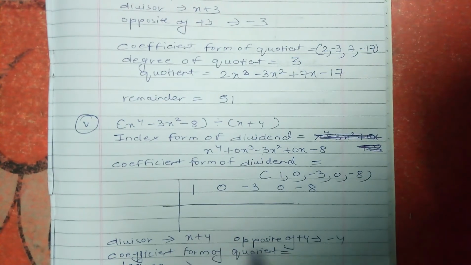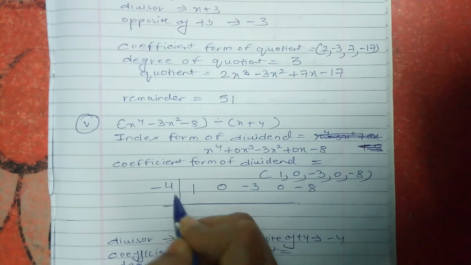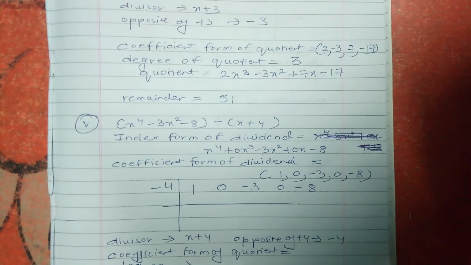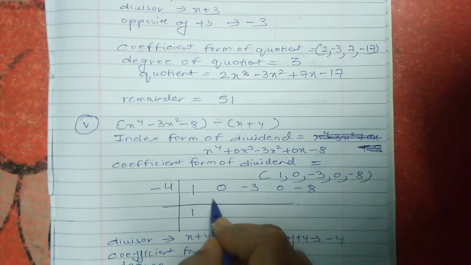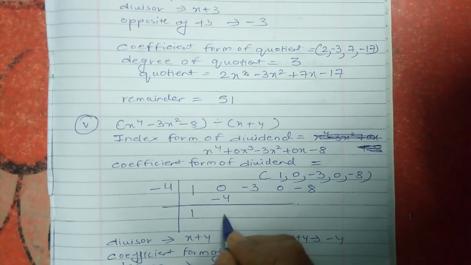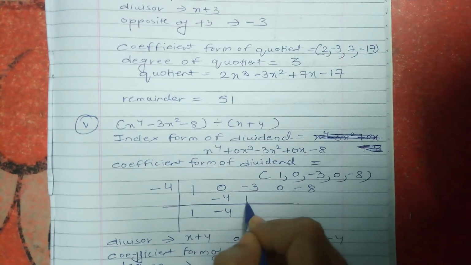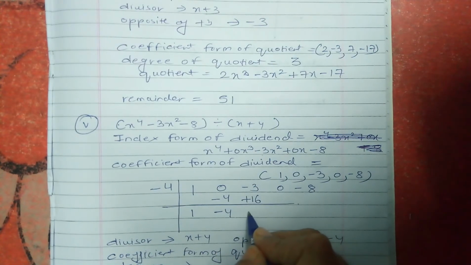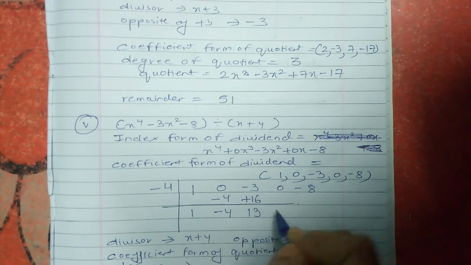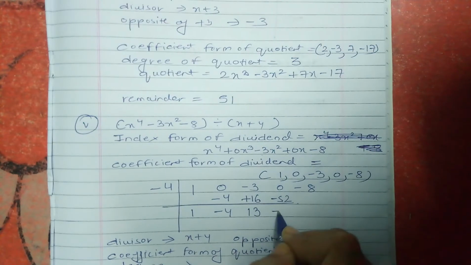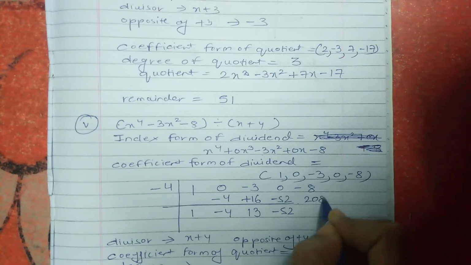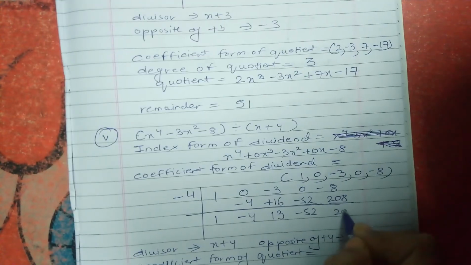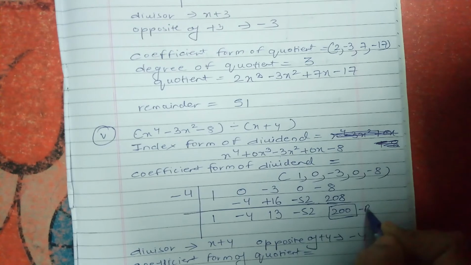Divisor is x plus 4. Opposite of plus 4 is minus 4. Write down minus 4 here. Okay. Then bring this 1 down. 1 into minus 4, minus 4. 0 plus minus 4, minus 4. Minus 4 into minus 4, plus 16. Minus 3 plus 16, plus 13. 13 into minus 4, minus 52. 0 plus minus 52, minus 52. Minus 52 into minus 4, plus 208. Okay, so minus 8 plus 208, 200. So this is the remainder.